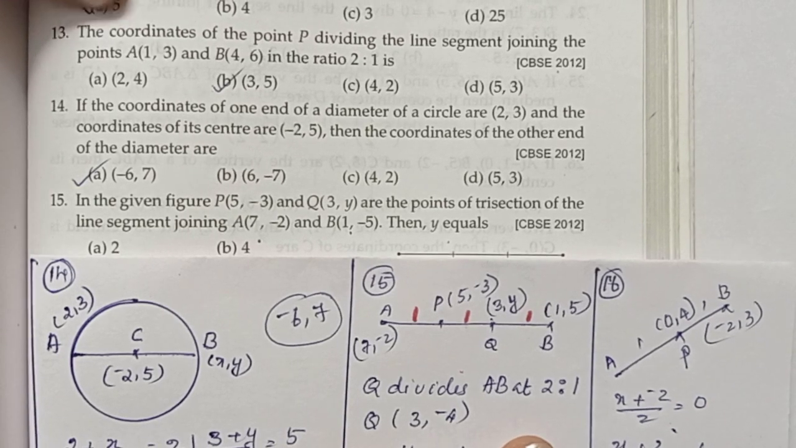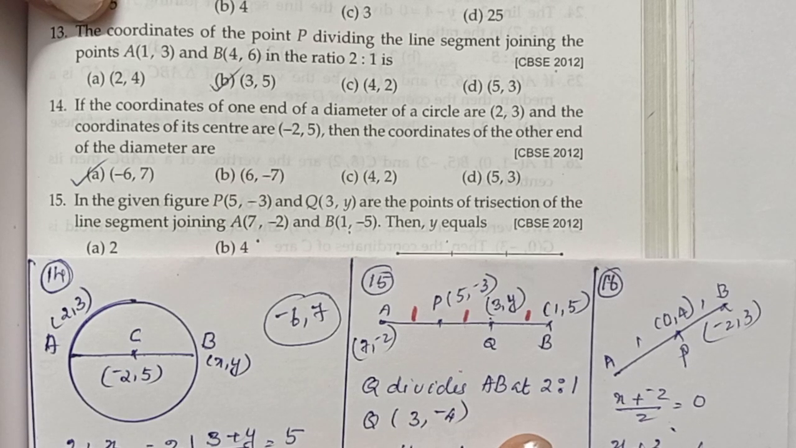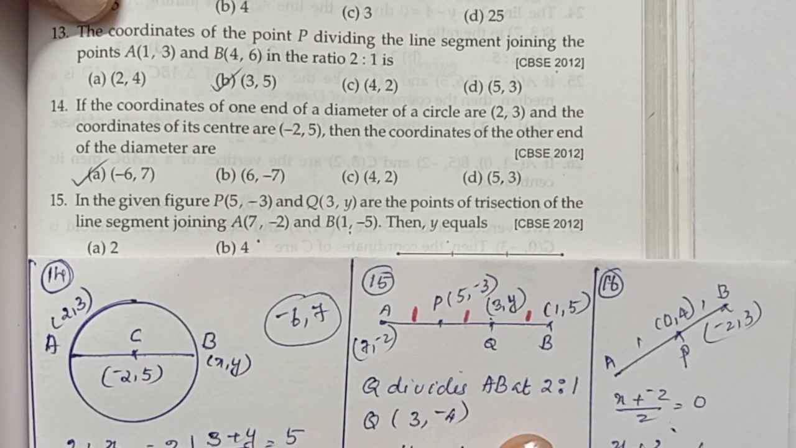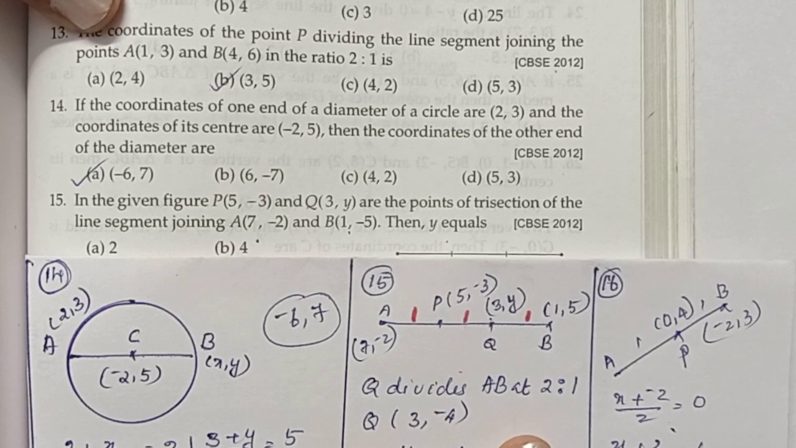14. If the coordinates of one end of the diameter of a circle are (2, 3) and the coordinates of its center are (minus 2, 5), then find the coordinates of the other end of the diameter. We can take the other end as (x, y). It is dividing in the ratio 1:1. We can find the value of x as minus 6 and y as 7. Therefore, the coordinate is (minus 6, 7).